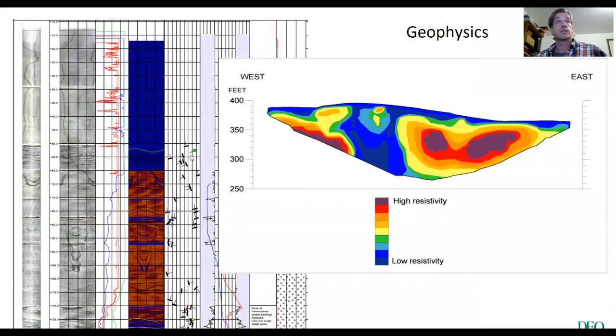And then geophysics. This is borehole geophysics. That's just a way to directly and also indirectly measure properties of the rock that the well has been drilled through.